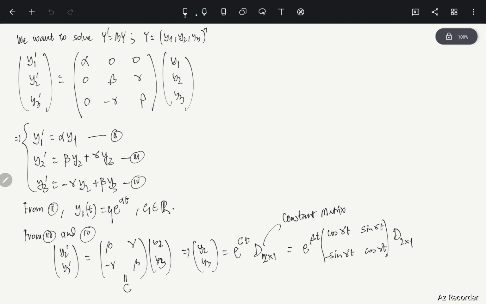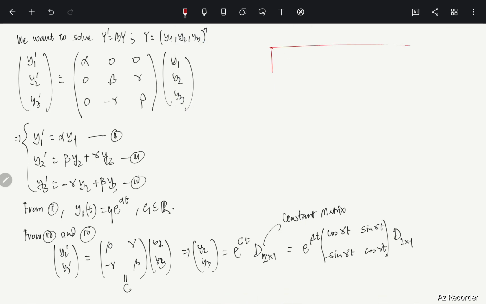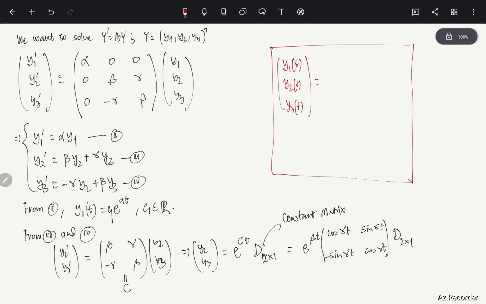Let me put it this way, in red. What did we get? We get y1 of t, y2 of t, y3 of t. How does it look? What is y1 of t? It is c1 times e to the power alpha t. What is y2 of t? This d is nothing but, let's say, c2 c3, some matrix. So it will look like this.